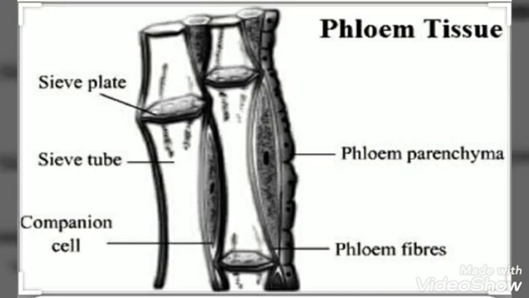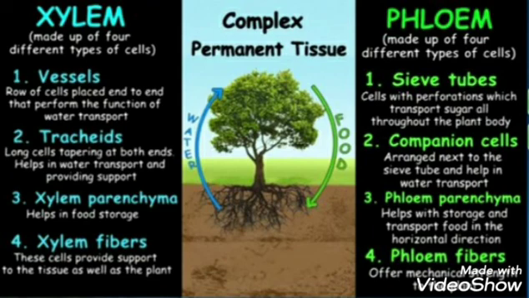The last type of cells are phloem fibers. These are closely associated with the phloem parenchyma. They are non-living and have thick walls. So their main function is to provide mechanical strength to the plant. So children, these were the two types of specialized vascular tissues in plants which help in the conduction of water, minerals and food materials in the plant body.